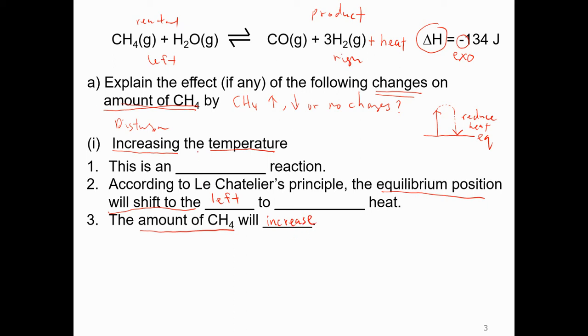Now, for a full explanation, if it involves temperature, then we must mention endothermic or exothermic. So this is an exothermic reaction. According to Le Chatelier's principle, the equilibrium position will shift to the left to absorb heat, because we need to reduce heat. Reducing heat means that we need to absorb it. Then finally, we write down that the amount of CH4 will increase. So this is for temperature.